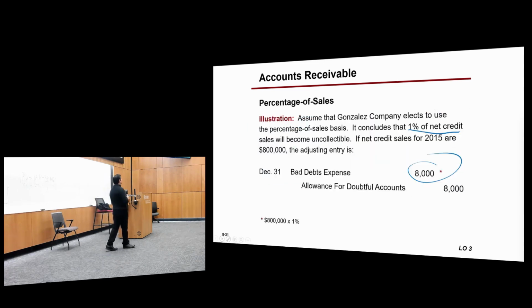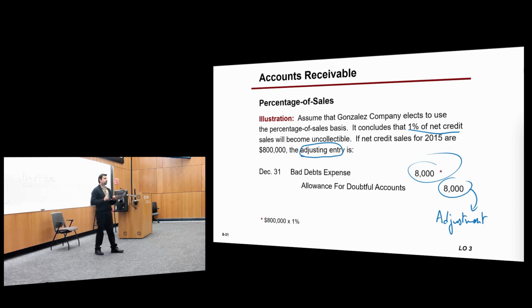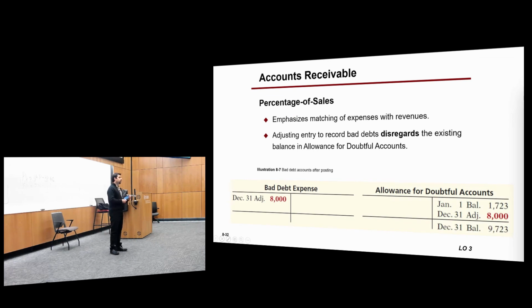Okay? Now, when you use the percentage of sales, the amount will be for the adjusting entry. So this is for the adjusting entry. That's the adjustment itself. You'll see in a second why. Remember that when you use the percentage of sales, you are calculating the adjustment itself. So this is when you start here. At the end of the year, you are making this adjustment to recognize bad debts expense, and allowance for doubtful accounts will be credited the same amount. So this is the adjustment. That's the amount that will go on the adjusting entry.